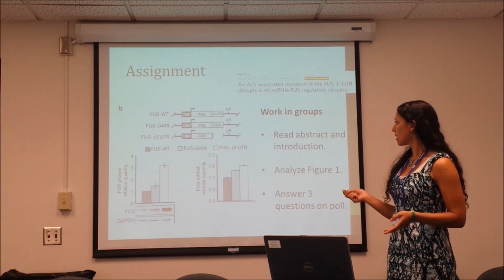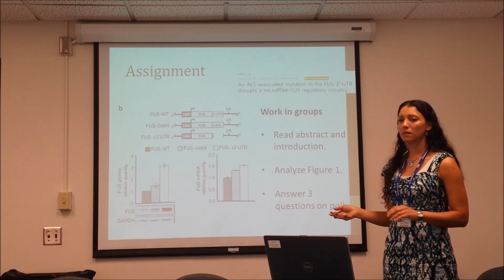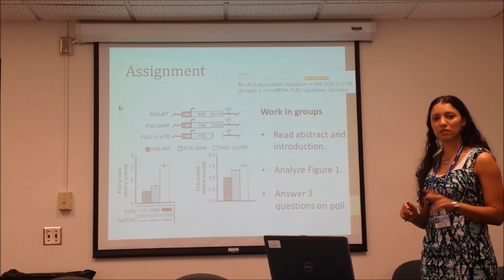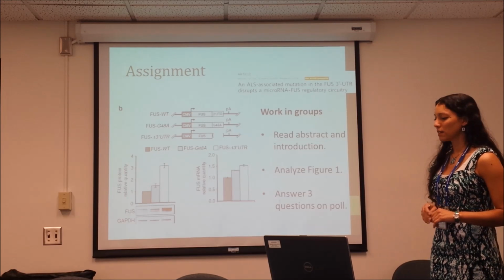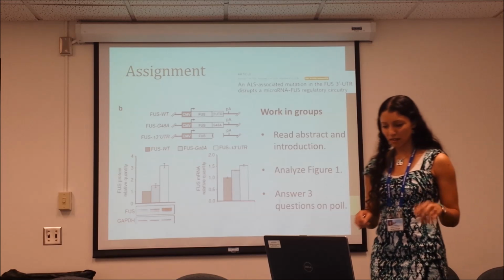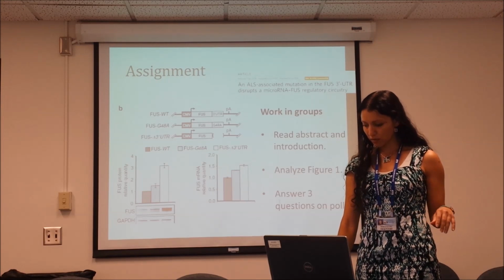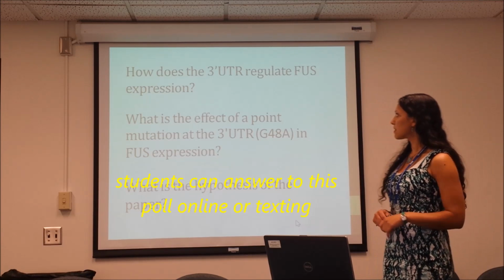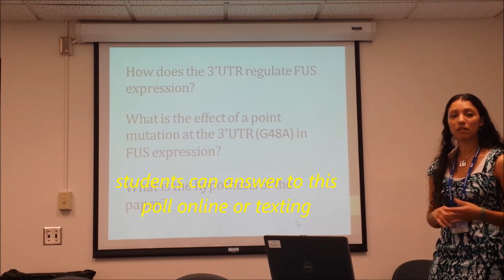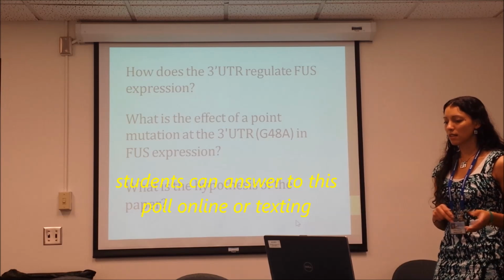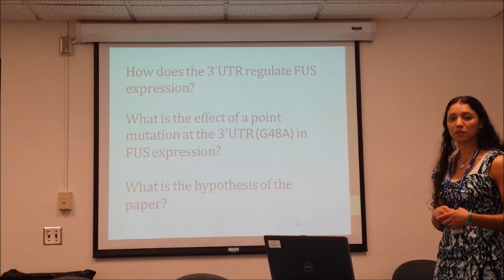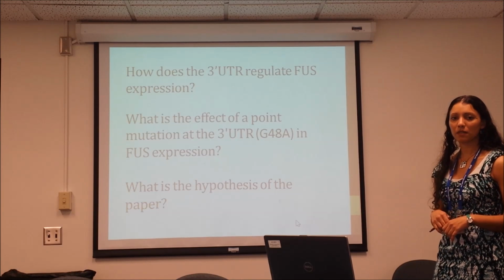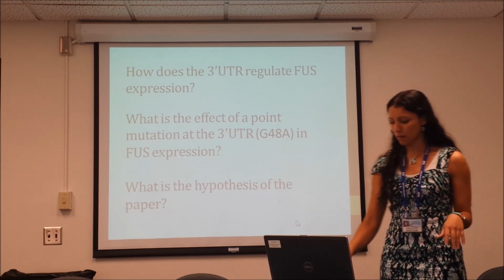So you had to read that, and then go into figure 1, which is this one, analyze it, and answer 3 questions that were sent as a poll. So let's see what you answered using either your phones or your computer. The first question was, how does the 3' untranslated region regulate FUS expression? The second one was the effect of a mutation in the 3' UTR on FUS expression. And the last one was, what is the hypothesis of this paper?